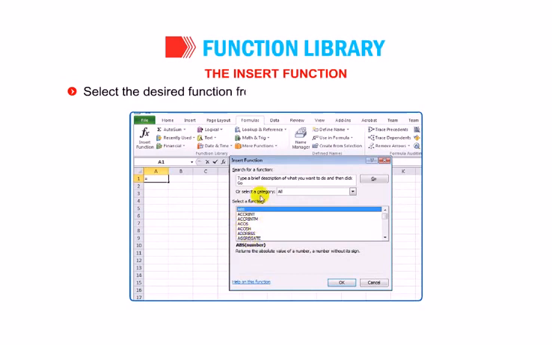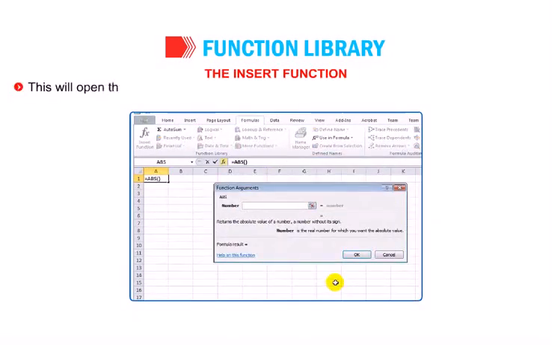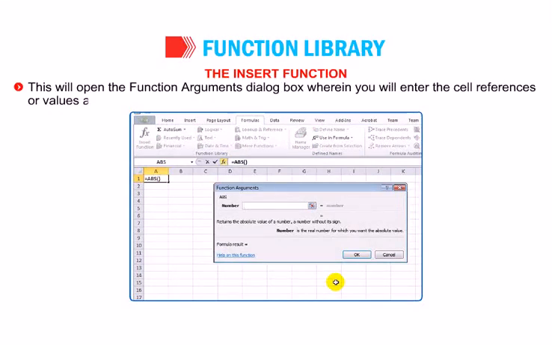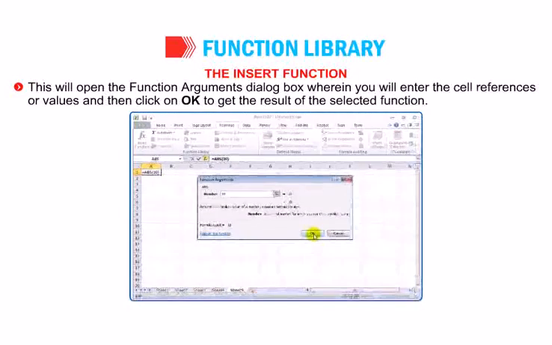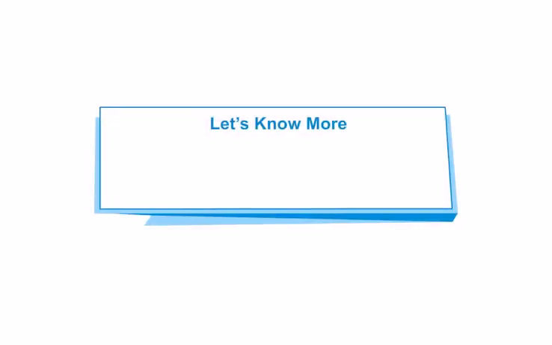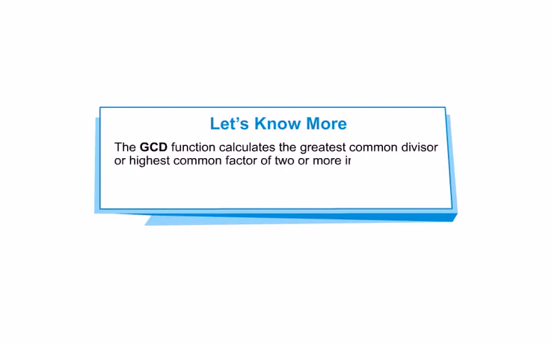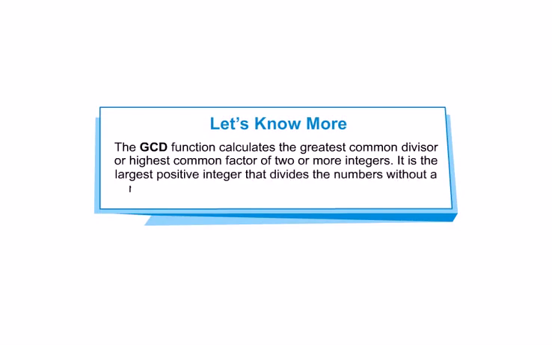Select the desired function from the displayed list and then click on OK. This will open the Function Arguments dialog box wherein you will enter the cell references or values and then click on OK to get the result of the selected function. Students, let's know more. The GCD function calculates the greatest common divisor or highest common factor of two or more integers. It is the largest positive integer that divides the numbers without a remainder. For example, GCD of 25, 30 and 35 is 5.